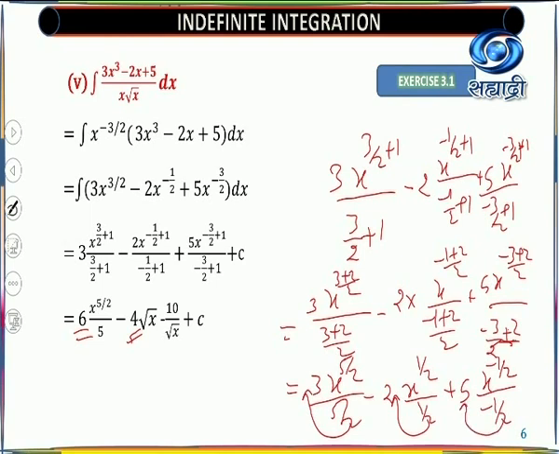Because this 2 also goes to the numerator. So 5 2s are 10, x raised to minus half. So it goes to the denominator. It becomes positive, which gives you x raised to half, which is root x. So here you have root x plus constant of integration. So what will be your final answer?